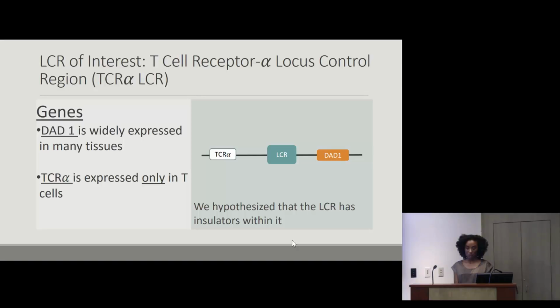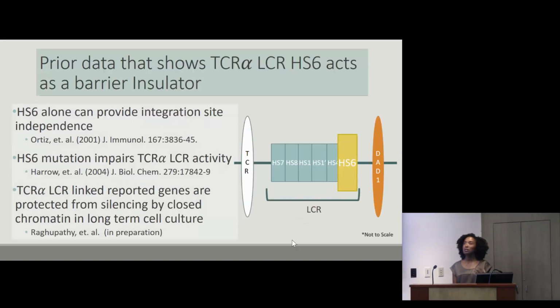So studies were done by Ortiz and Harrow, where basically all they did was they took this particular LCR of interest and they looked at one specific subunit, which is hypersensitive site 6, or HS6, as you see here. And they saw that there was activity here that allowed for this particular LCR to act as a barrier insulator, which I mentioned earlier, allows the closed chromatin to not close the open chromatin, or the expressing genes.